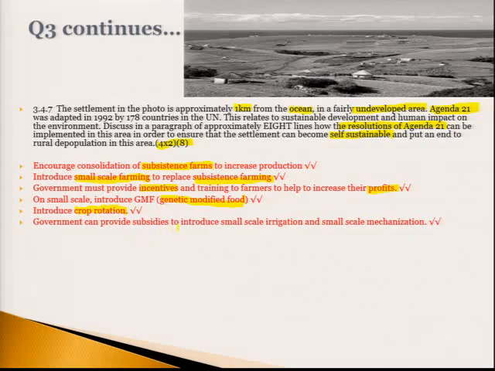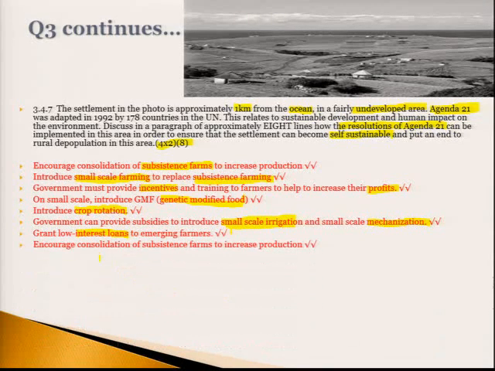Government can provide subsidies to introduce small-scale irrigation and small-scale mechanization so that they don't move from rural areas to urban areas. They must start to make more profit. Grant low-interest loans, so that these subsistence farmers can start to emerge as wealthy or commercial farmers. Encourage consolidation of subsistence farms to increase production, which is the same as the first one.